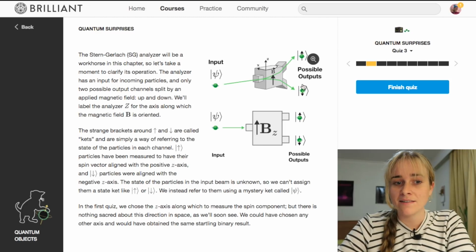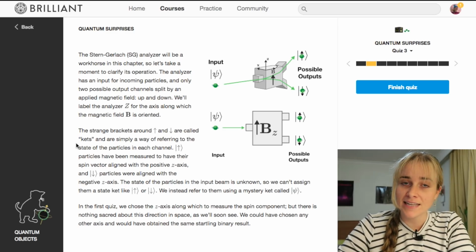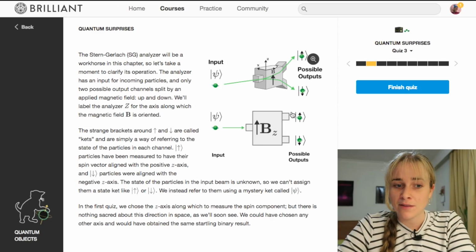The brackets around our spin up and spin down arrows are called kets, and they're a way of referring to the state of the particles in each channel, so either the up channel or the down channel. Similar brackets are around our input here, which is around our wave function, just saying that that is, I guess, our mystery state before we figure out whether it's in the spin up or the spin down state.